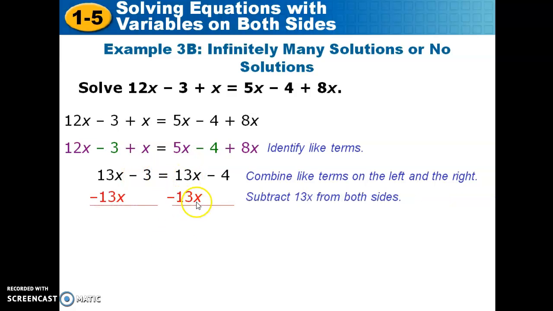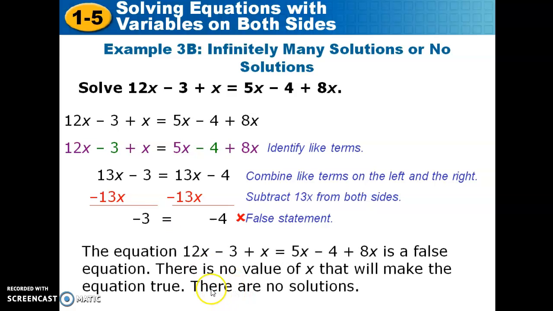If I subtract 13x on both sides, my x's on both sides cancel out, and I'm left with negative 3 equals negative 4. That is not a true statement. Okay? Nowhere on this planet, or probably in the universe, does negative 3 equal negative 4. So what that means is we have no solution to this problem. Okay, so you would literally write no solution. The previous one, you would write all real numbers or infinitely many solutions. So that's part of the answer that you have to write down.